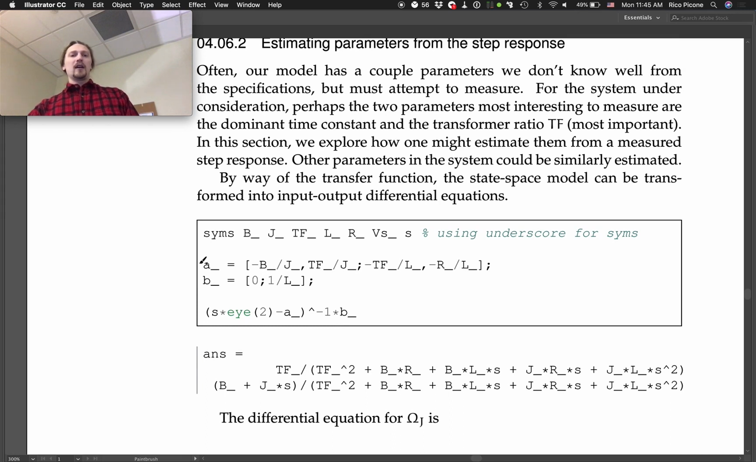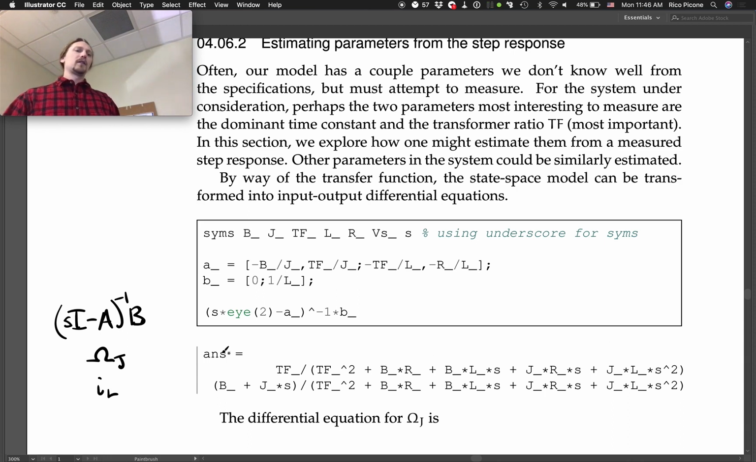So what I do here is I do some symbolic A and B matrices, and then I use this SI minus A inverse B equation that gives me the transfer functions of the system to the state variables. The two state variables being omega j and IL. So the first value here in the answer is the transfer function from the voltage source to omega j, and the second one is the transfer function from the voltage source to IL.